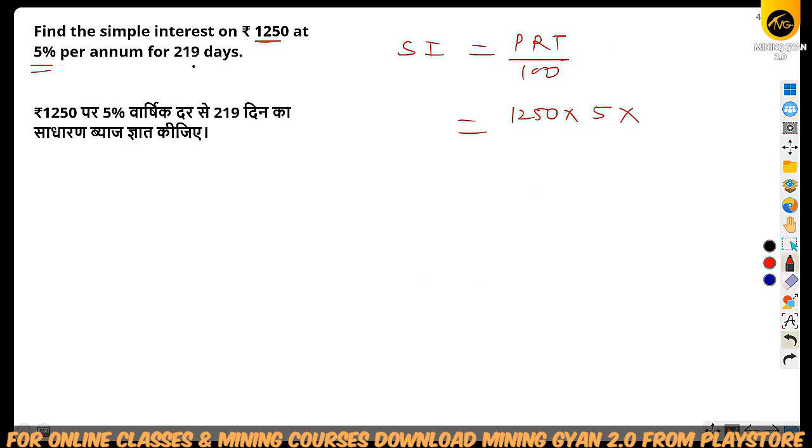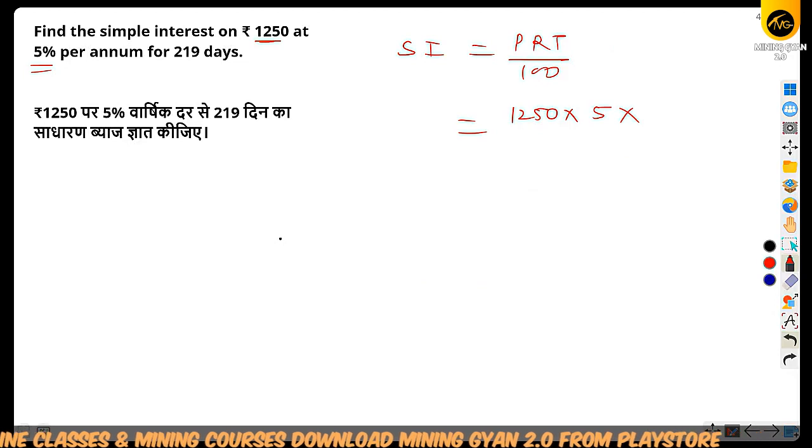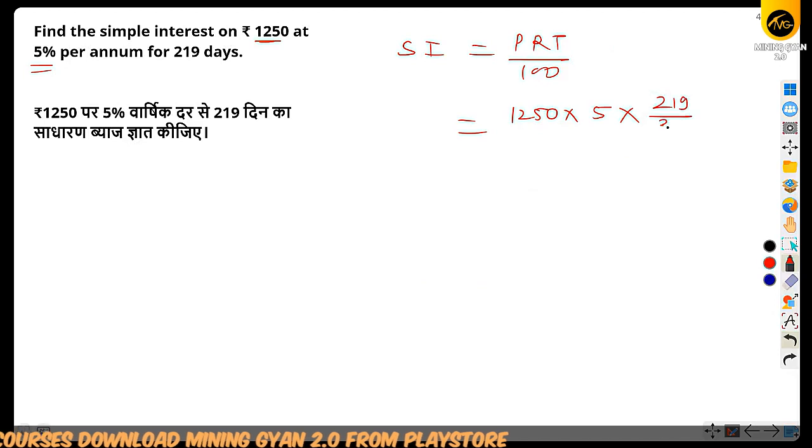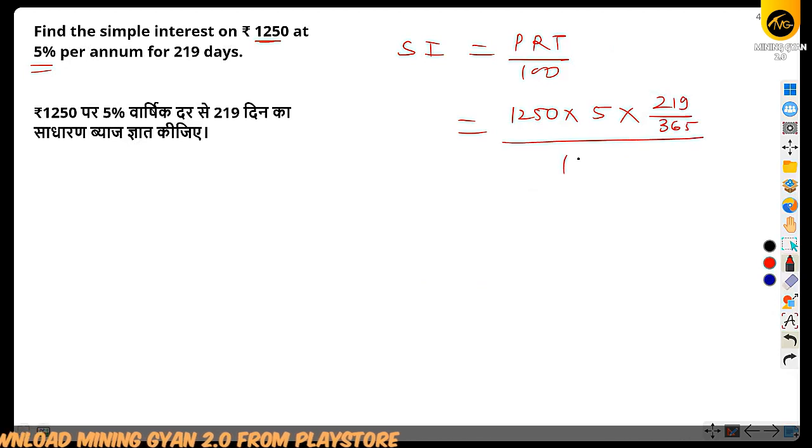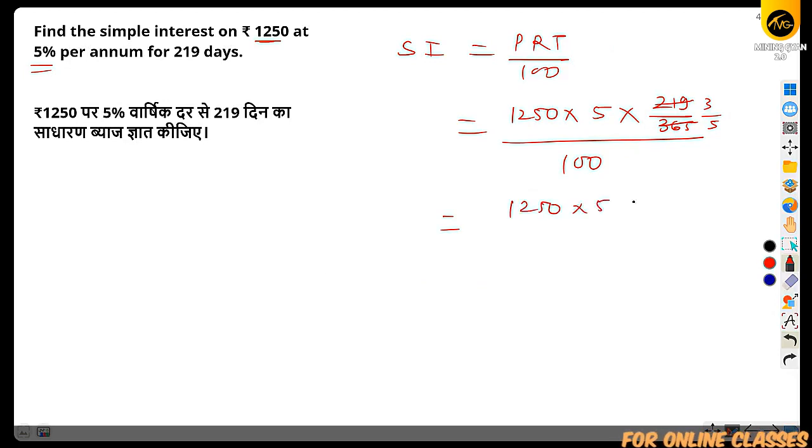Multiply the time duration, so 219 days. Now if you want to convert it into the year form, you have to divide it by 365 days. Approximately, you can use 365 days. So 219 divided by 365 days, and the whole divided by 100. Okay, so it will be 3 divided by 5. Now 1250 into 5 into 3 divided by 5, and the whole divided by 100.